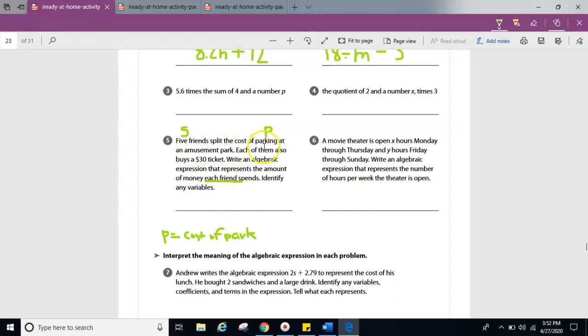Okay, so 5 friends split the cost of parking. We're not sure how much that is, but if we're dividing it between 5 friends, it would be P divided by 5 for one person, because we just want to know how much one person spends. So P divided by 5, and they each buy a $30 ticket. So to find how much one person spends, we're going to add 30. Alright, so there's that one. We've got number 6 to do by yourself.